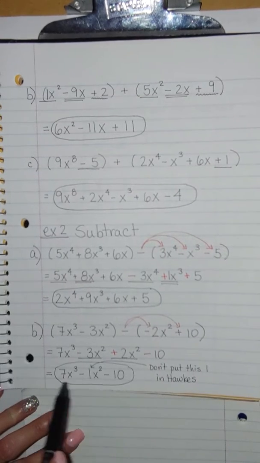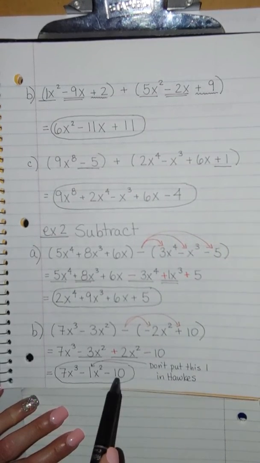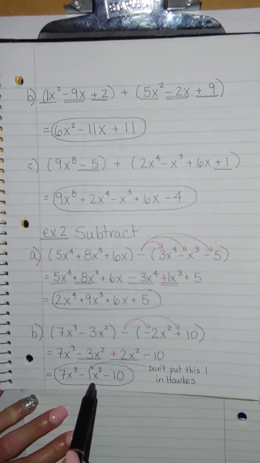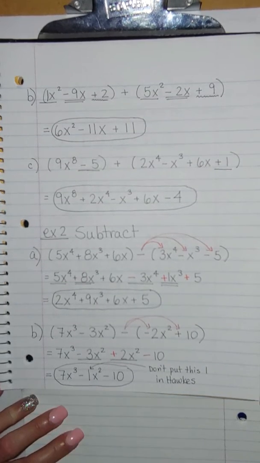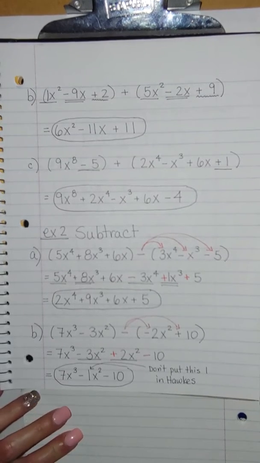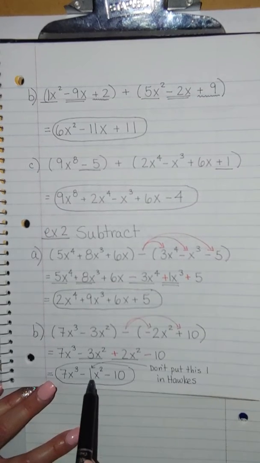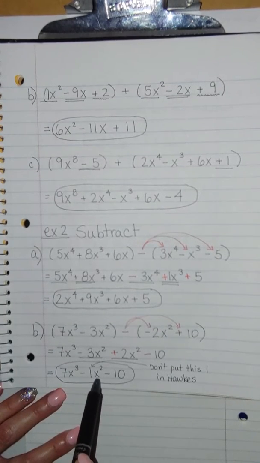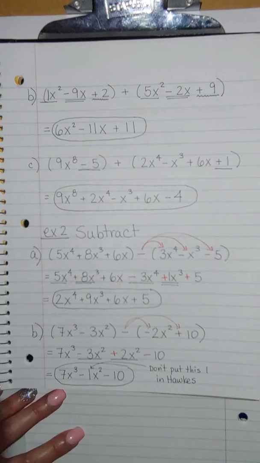This is a perfectly good answer, but we both know that if you put this in Hawks, it's not going to like this answer. It doesn't like unnecessary ones. So if you put this 1 in there, it's going to tell you that your answer is not simplified. So don't put that 1 in there. You're going to want to put 7x cubed minus x squared minus 10. So don't put that 1 in Hawks. It doesn't like it.